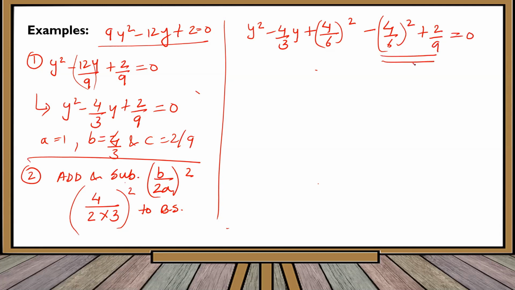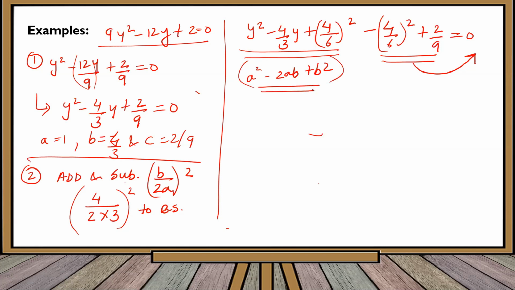As far as these two constant terms are concerned, we will transpose them to the RHS. And as far as this term is concerned, if you look at it carefully, this is in the form of a square minus 2ab plus b square, right? So can we write this as a minus b whole square, wherein your a over here is y and b is 4 by 6. Okay, so let us put this in the identity form. That means we have completed the square. Okay, so this entire method of solving a quadratic is called the completing the square method.